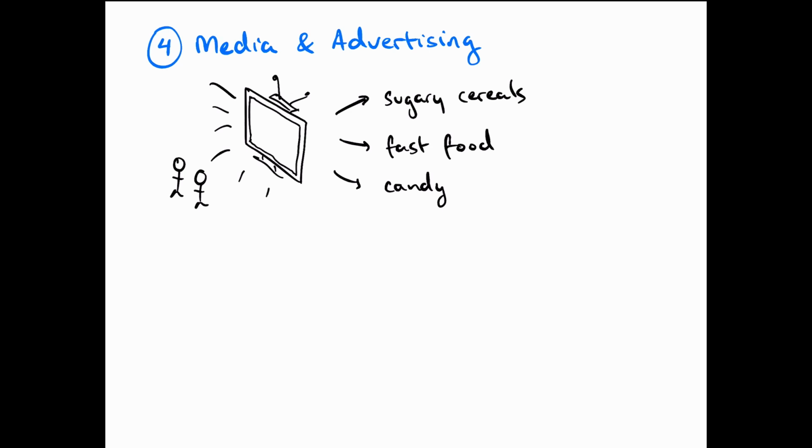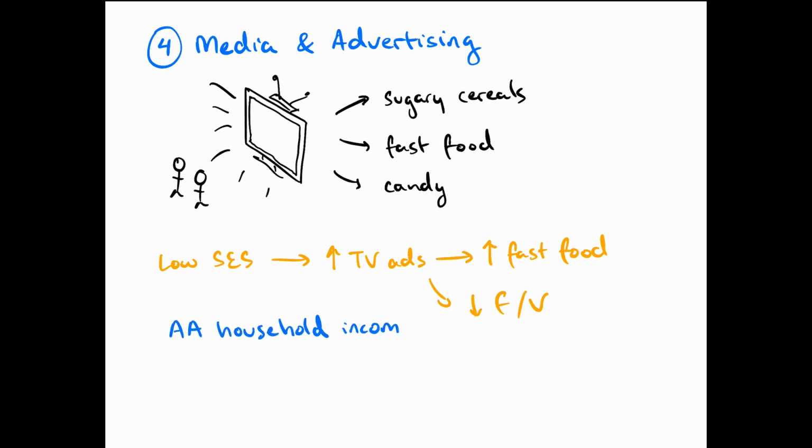To make matters worse, people with low socioeconomic status are exposed to more cumulative TV food advertising over their lifetime, and this increases their fast food consumption as adults and decreases consumption of fruits and vegetables, and this causal link has been very well studied. Furthermore, African American household income is 33% less than the income of non-Hispanic white households. So this increases the sensitivity to cost of basic goods and services, including food.